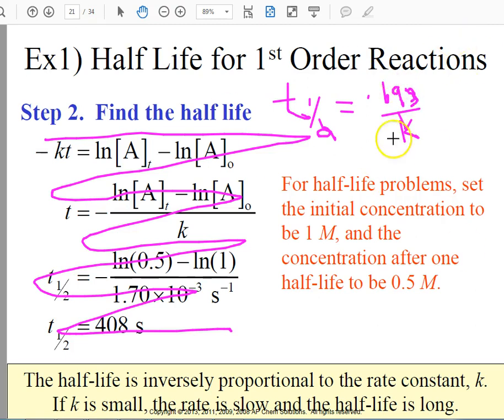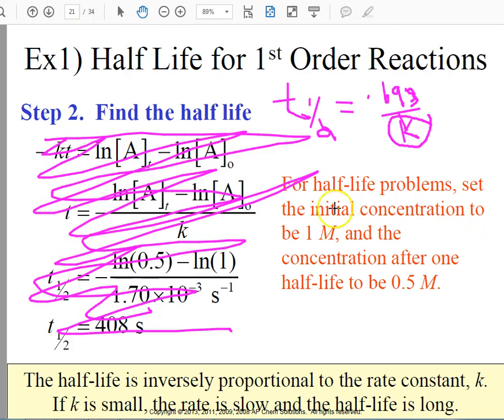So you don't have to memorize this. It's on your equation sheet, but you may want to keep it handy for the homework. So if you can figure out K, which we did in step 1, then you can bypass all this that they're doing over here and find the half-life using this equation. Now this only works for first order reactions, but those are the only ones that they're going to ask you to find the half-life for anyways.